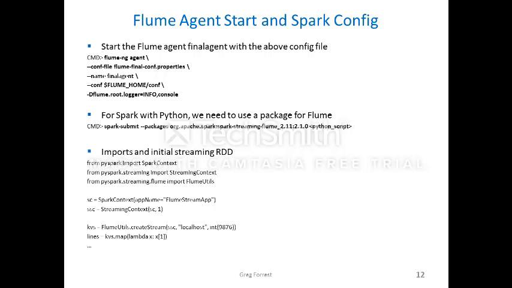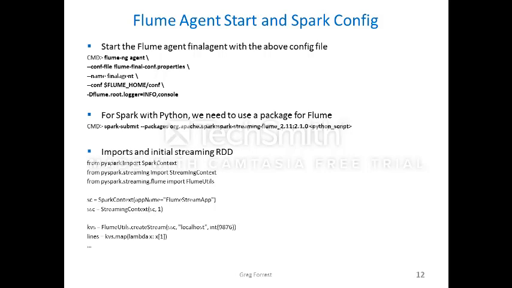To start the agent, you would issue this flume-ng command, give it the name of the agent, which in this case is final agent. You give it the name of the configuration file that you built, which should be, if it's in the same directory it's fine, otherwise the fully qualified file name.